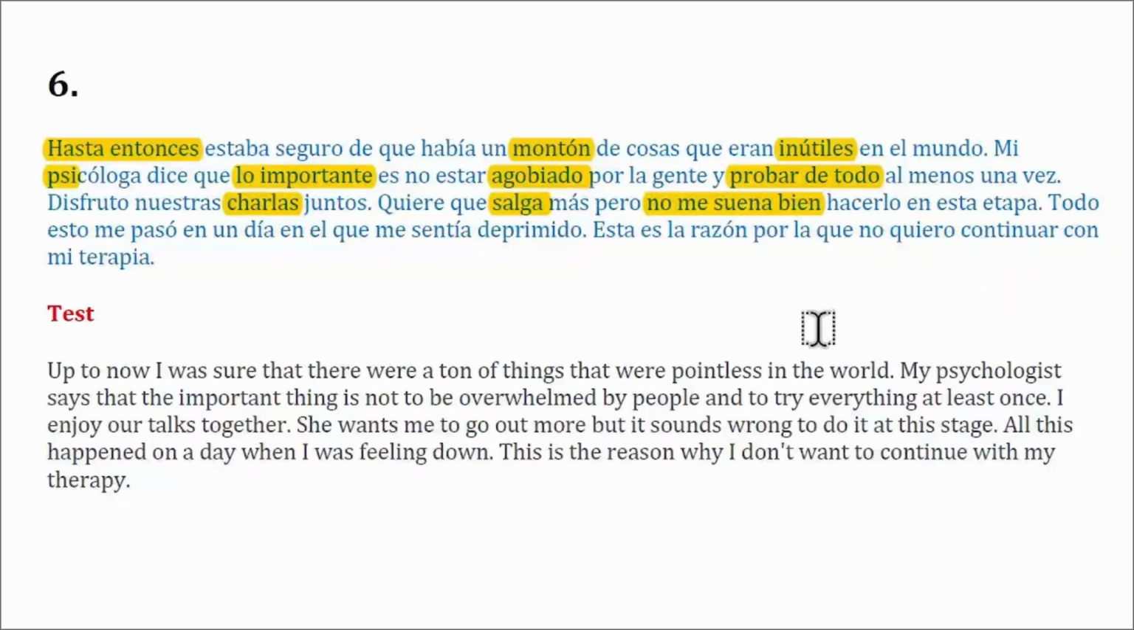Todo esto me pasó en un día en el que me sentía deprimido. Here again is another sign that we're speaking from a male perspective because we have deprimido instead of deprimida. So we have all of this. Todo esto me pasó, happened to me on a day or in a day, en un día, en el que. Here you can see that same piece of glue cropping up again and again. All this happened to me on a day in which. And it's en el que now because we're referring to el día. Me sentía deprimido. I was feeling down. Now, in Spanish they would say I was feeling depressed.